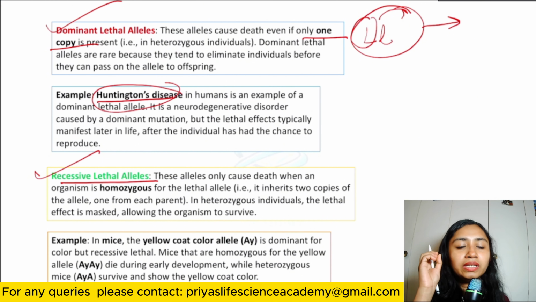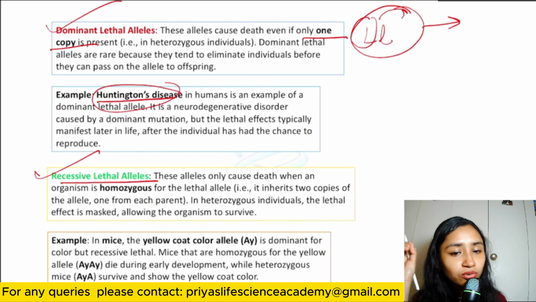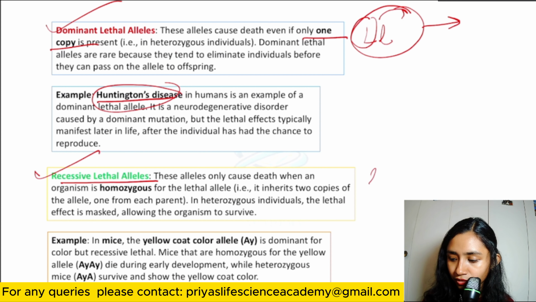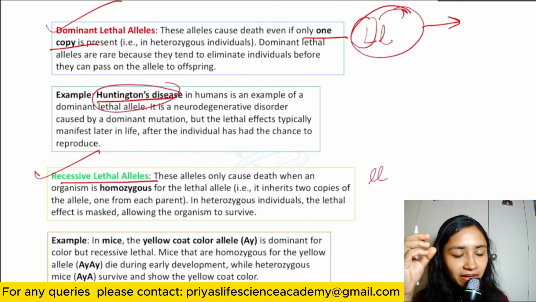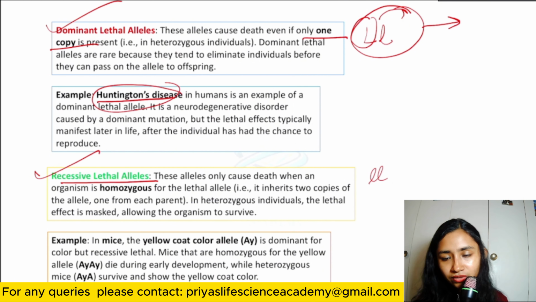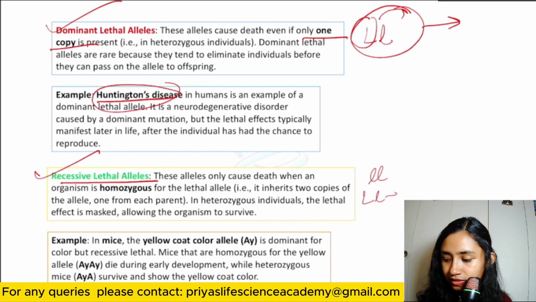These alleles only cause death when an organism is homozygous for the lethal allele, that is, it inherits two copies of the allele, one from each parent. I told you that small l will die, but in heterozygous individuals the lethal allele is masked, allowing the organism to survive. We know capital L small l will survive, but small l small l will die.